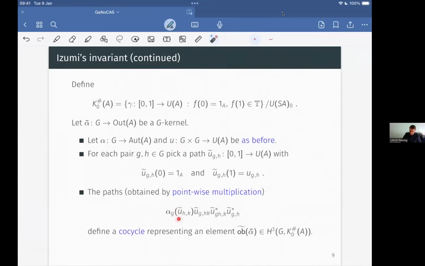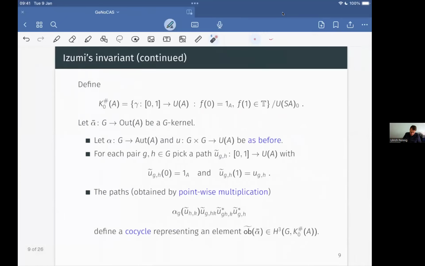So I just take this constraint here, and this will represent a cocycle in the third cohomology of the group, but now with coefficients in this extension group here, K0 hash. And it's a bit hard to tell from this what this is actually an obstruction to, but it is an extension of the obstruction that we've seen before, right?